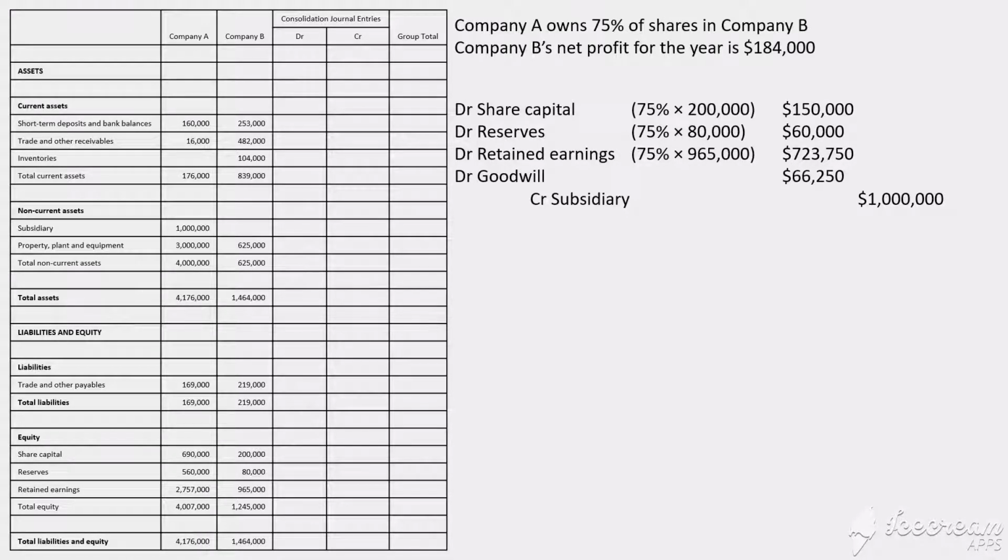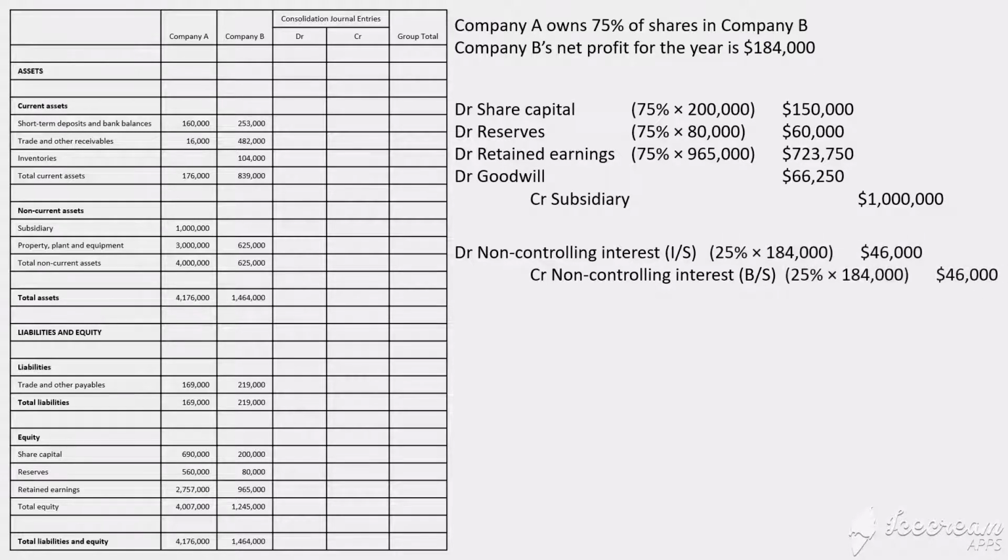The consolidation journal entry is debit non-controlling interest income statement and credit non-controlling interest balance sheet. But by how much? By the proportion of net profit that belongs to the non-controlling interest. If the holding company owns 75% of shares in the subsidiary, then the non-controlling interest owns 25% of shares in the subsidiary. So that is 25% multiplied by $184,000.